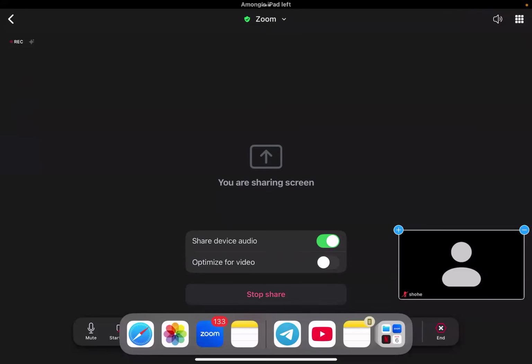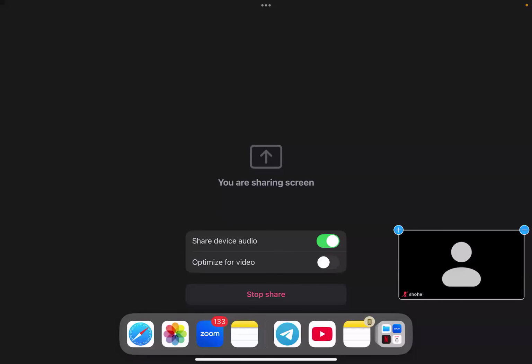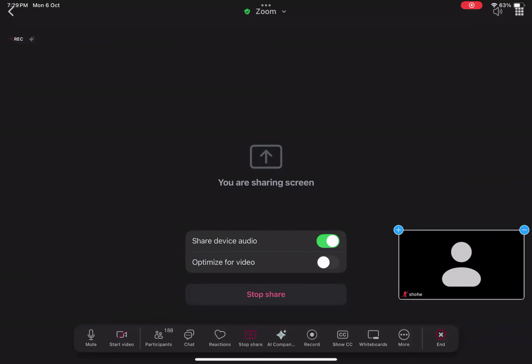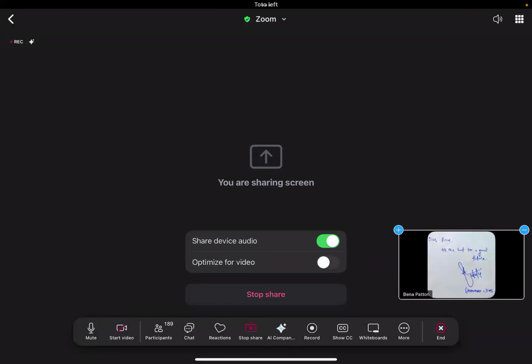My connectivity is not very good, right? Can someone please confirm? I think it's fine now.